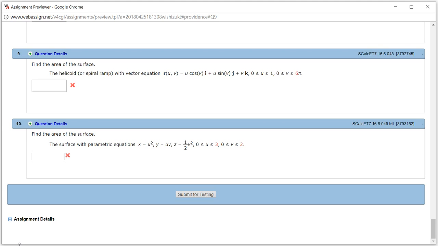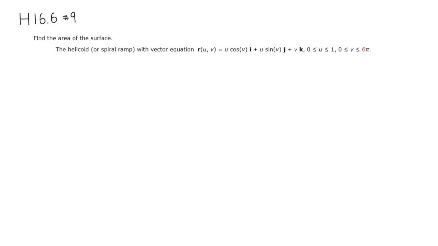Alright, let's look at homework 16.6, problem number 9. Let's find the surface area here. In order to find the surface area, we need to find the partial derivatives. So we take the partial derivative with respect to u.